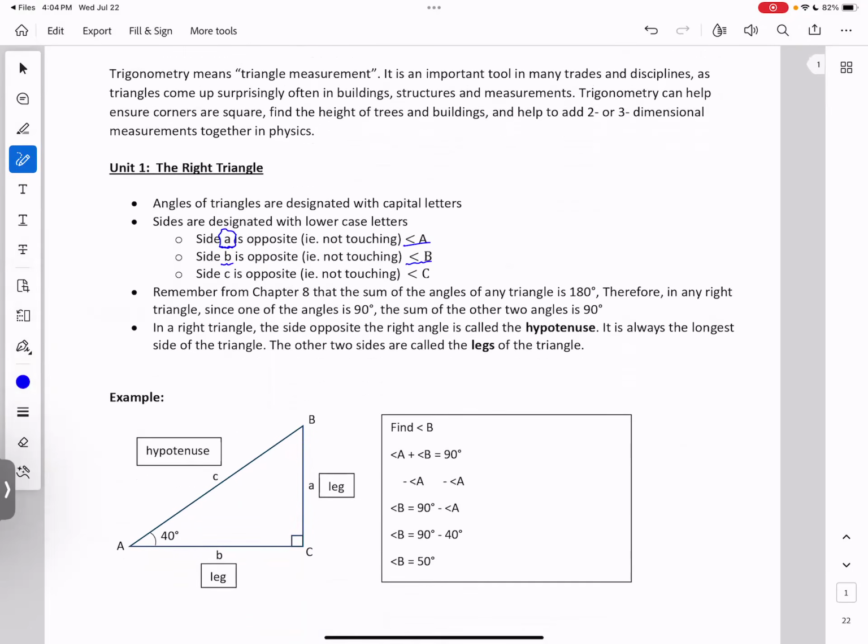As you already know, the sum of the three angles in a triangle is 180 degrees. So if we're dealing with a right triangle, one of those angles is 90 degrees. So the sum of the other two angles must also add up to 90.